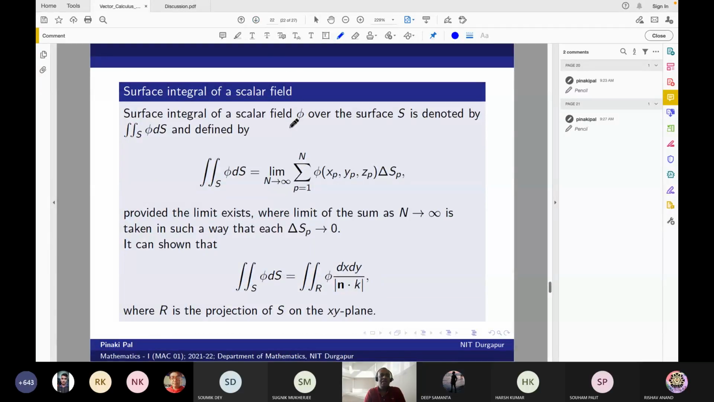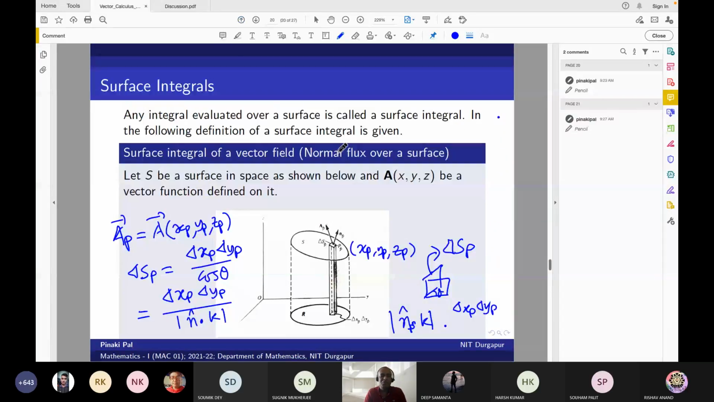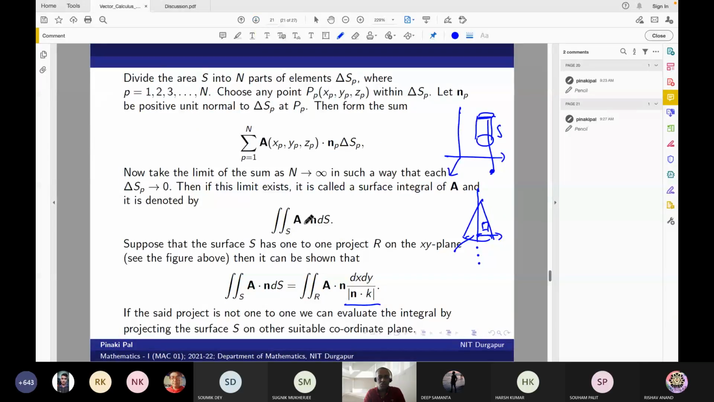Yeah, so there is another type. I have mentioned something in the bracket. This is also very important. Surface integral of a vector field, and it is also called normal flux of the vector field over a surface. Okay, so this surface integral we have defined over here is called the normal flux of the vector field A across S.